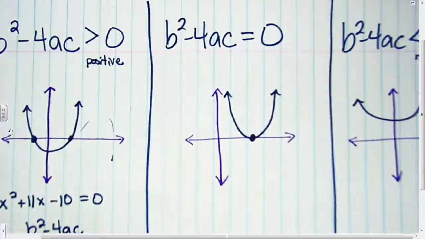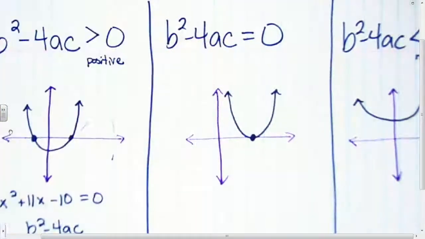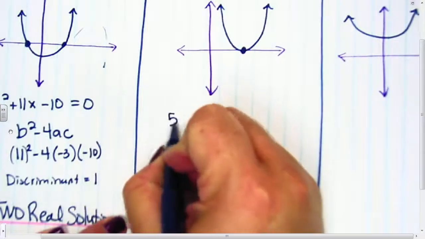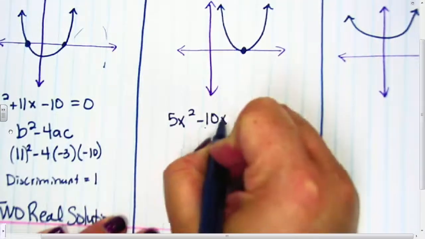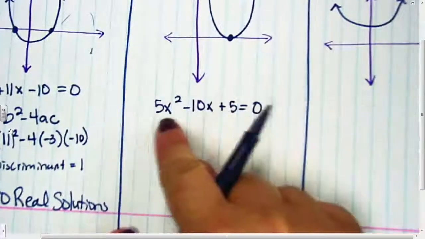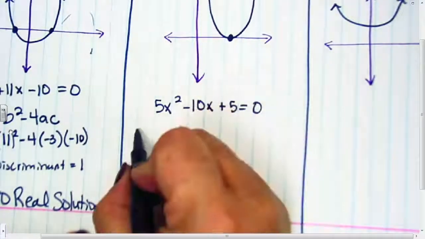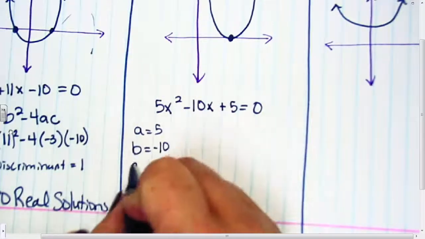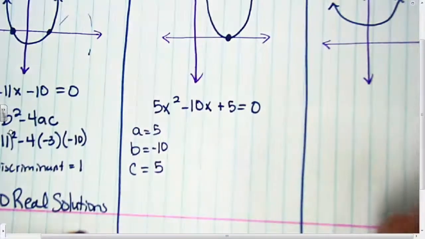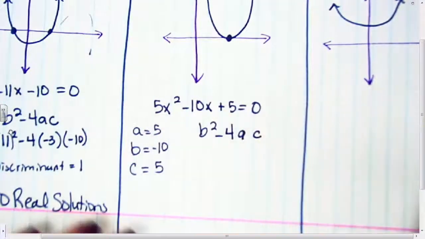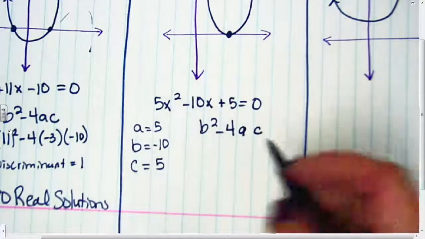Let's look at an example where b squared minus 4ac ends up being equal to 0, and it's going to touch the x-axis only one time. Alright, my example, 5x squared minus 10x plus 5 equals 0. So I make sure that everything's on one side and it's all equal to 0. A is 5, b is negative 10, and my c value is 5. So I'm going to plug it into b squared minus 4ac. Make sure you're writing all of this down.